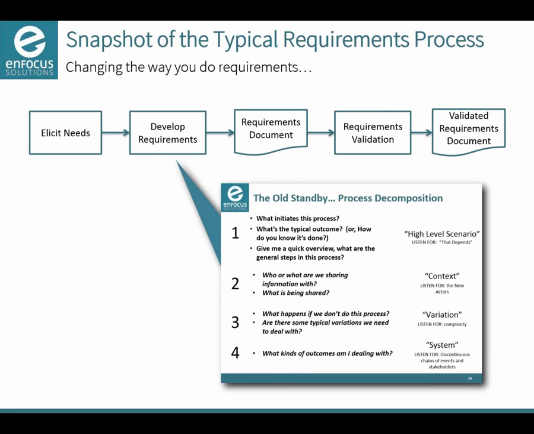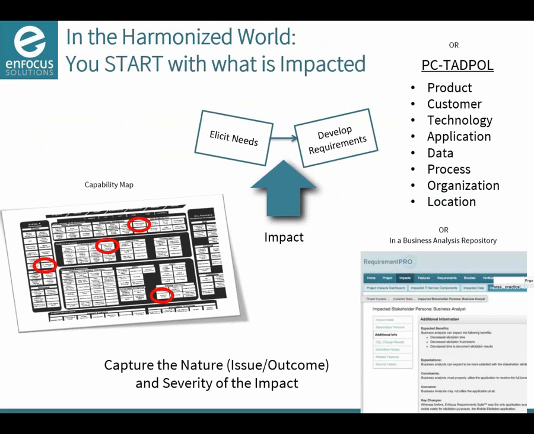So here's a typical snapshot of a requirements process. You start with eliciting needs, you develop your requirements, you document your requirements. Standard. A lot of times people are using that old standby business process decomposition structure, where you start with what initiates this process. What is the process? What's the typical outcome? How do you know? Give me some overview of what the things are, and then start getting down into the context of the variation of the system. So you start breaking it down from a process perspective when you get into the development of the requirements. Establish your scope, break it down, and use processes as the holder to drive the requirements process. A lot of people are very similar to that? Yes. Okay, thank you. I got about 10 people who said yes all at the same time.